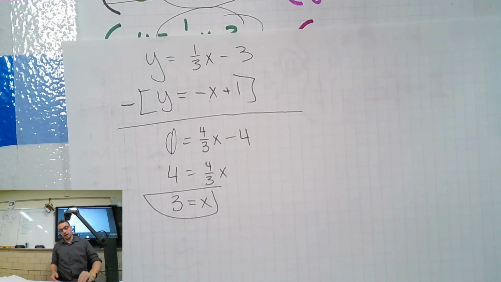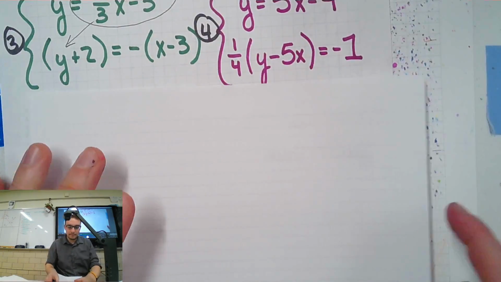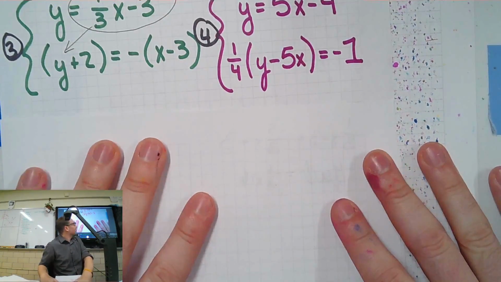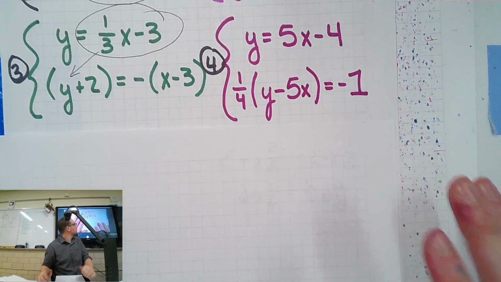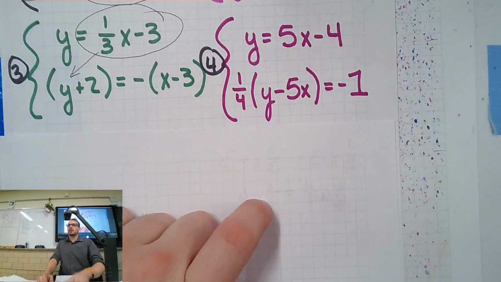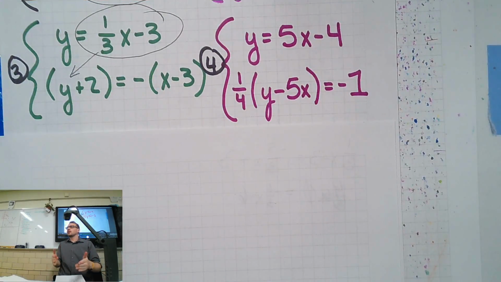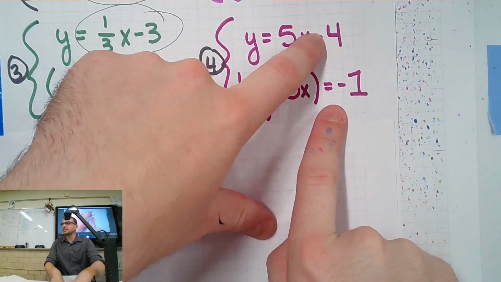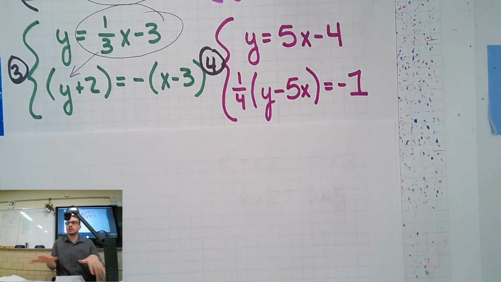All right, so number 4. You do you, right? So number 4, how do you want to solve it? Substitution, elimination. We'd have to do some work, right? We'd have to distribute the quarter. We'd have to line up our y's and our x's, right? Probably don't want to do elimination here. We probably want to use your method, right? Substitution. So let's take this.